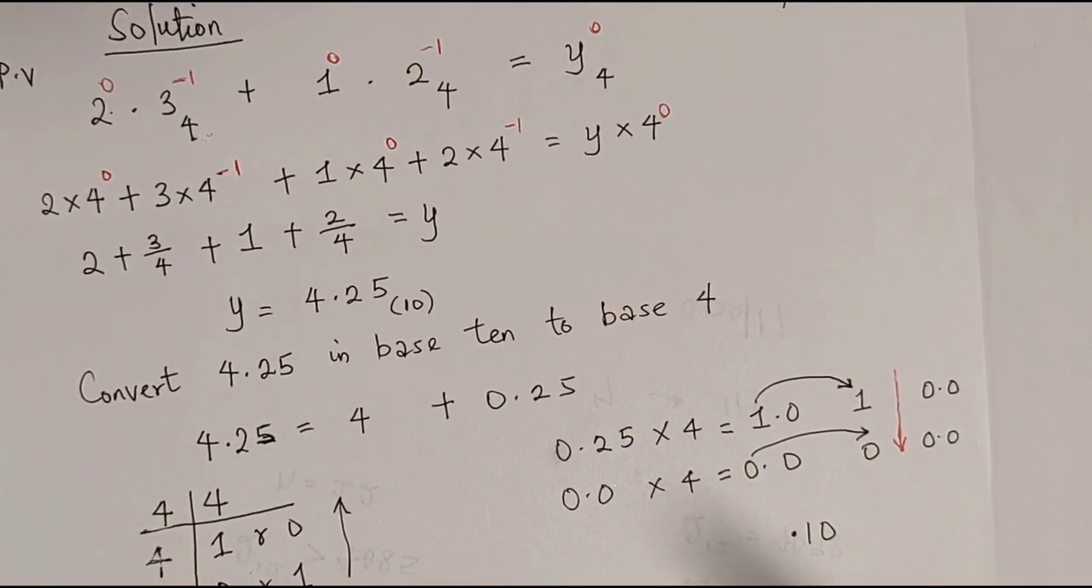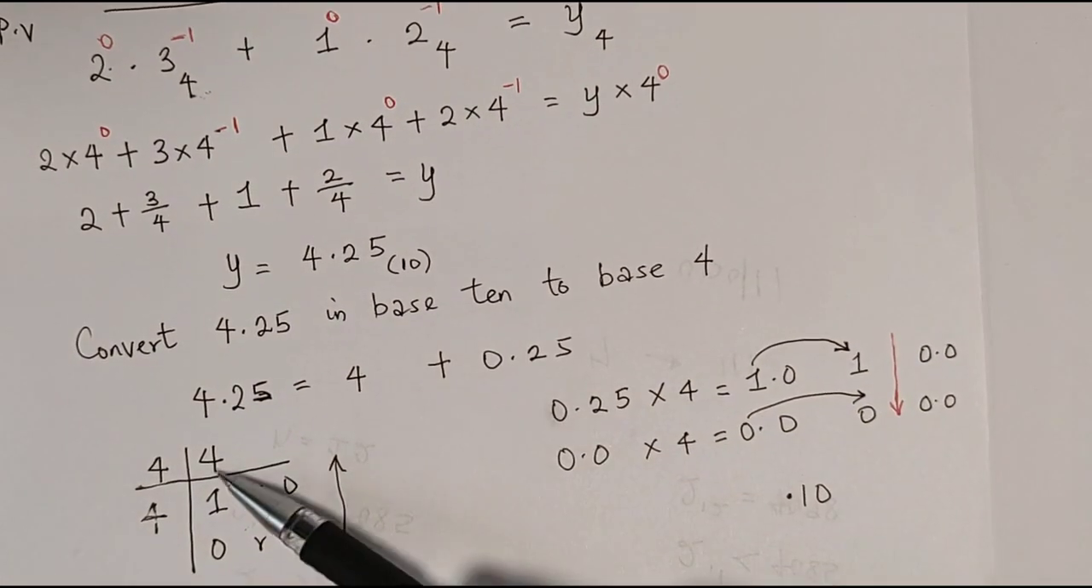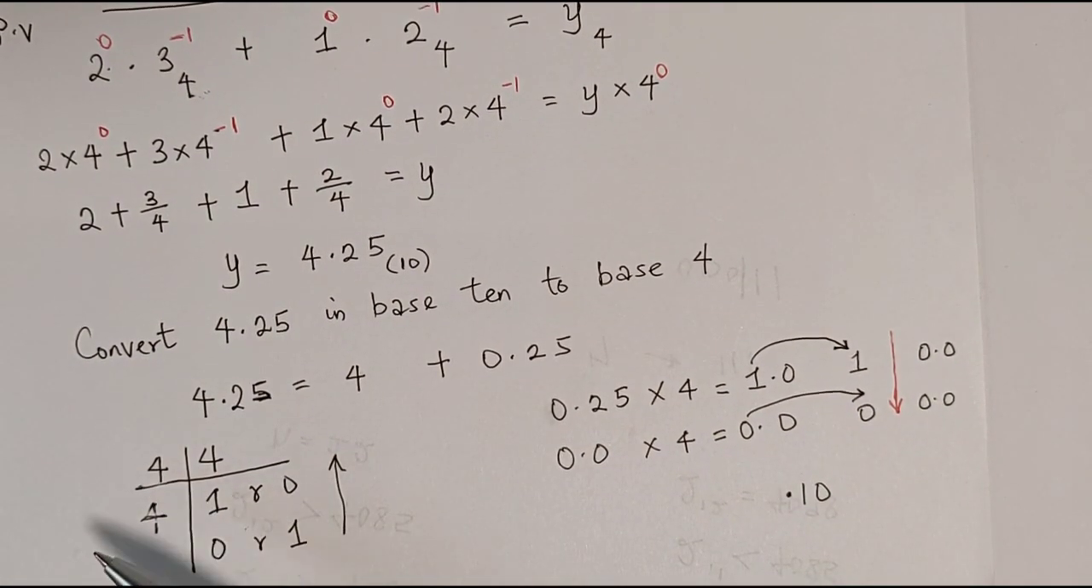So let me show you what I mean. Now for 4, we are going to divide through by 4. So 4 into 4 will be 1 remaining 0, and 4 into 1 is impossible, so we will write 0 with a remainder of 1.